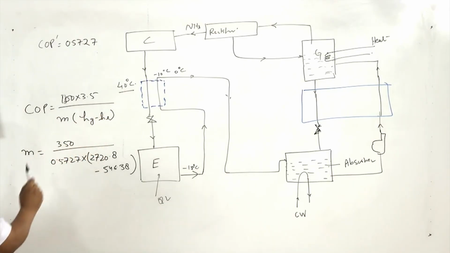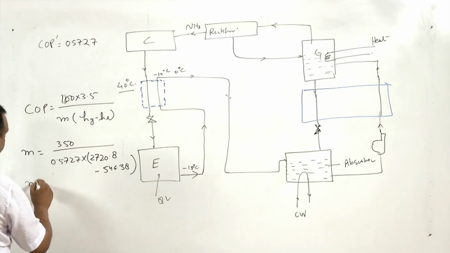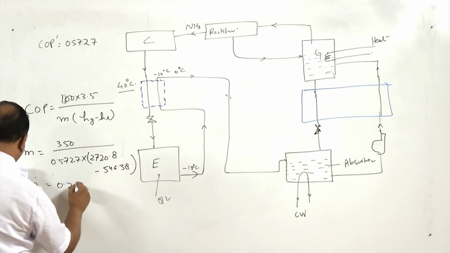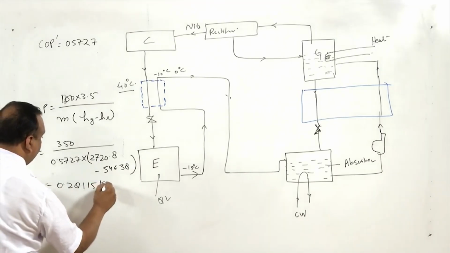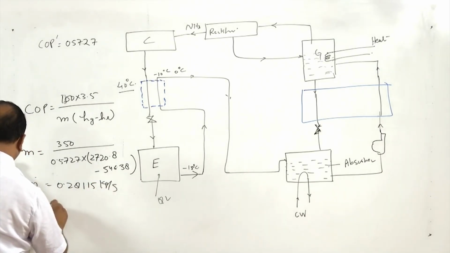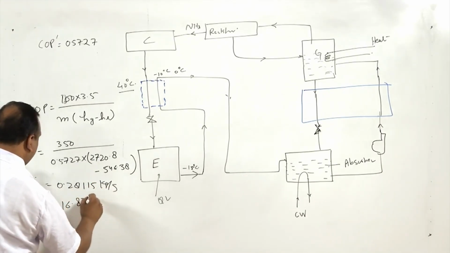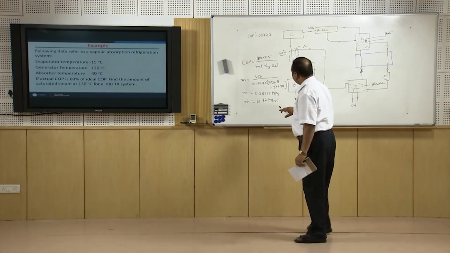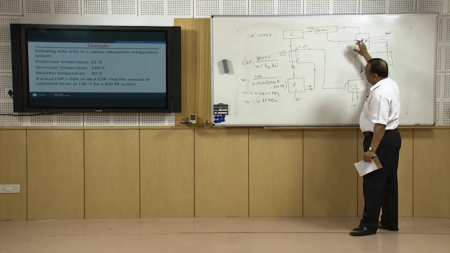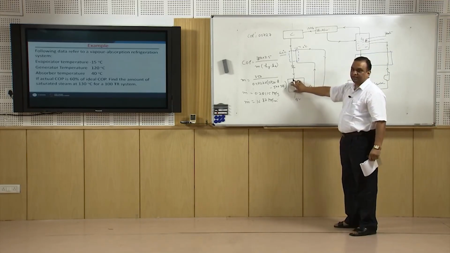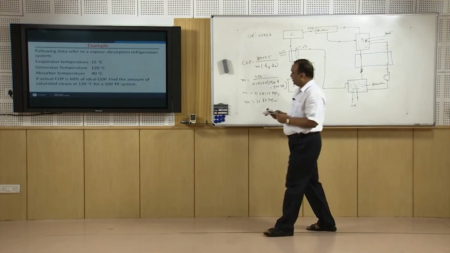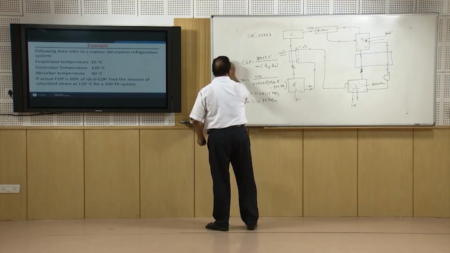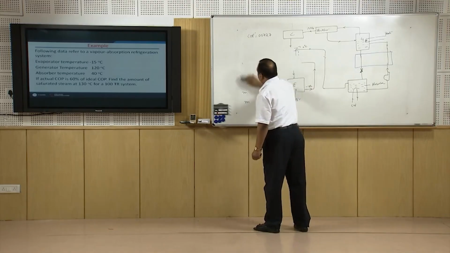liquid water at 120 degrees centigrade, and this gives the mass flow rate as 0.28115 kg per second, or 16.87 kg per minute. So, this is the amount of steam which is required here to produce minus 15 degree centigrade temperature. Now, after this there is another combination of absorbent and refrigerant, that is water and lithium bromide.